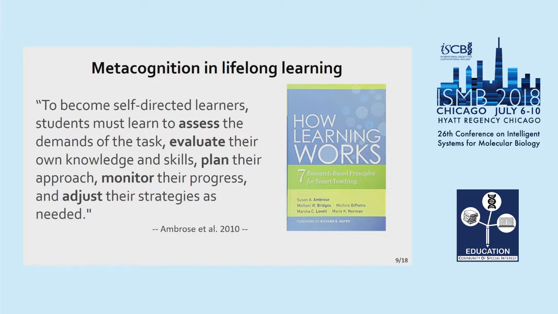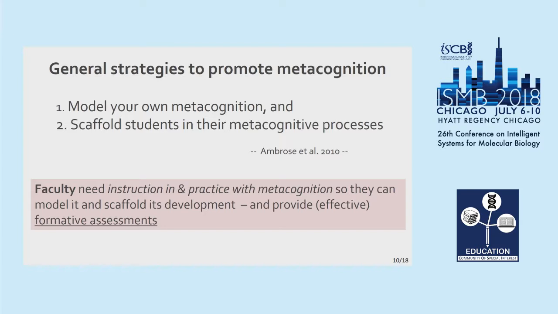So look at the keywords: to assess the demands of the task, to evaluate their own knowledge and skills, plan, monitor, adjust their strategies as needed. So now the point for us as teachers is that we think that students are naturally able to do this. They aren't. They aren't. And we are. I mean, if our aim is excellence in teaching, our aim is to teach them all these skills.